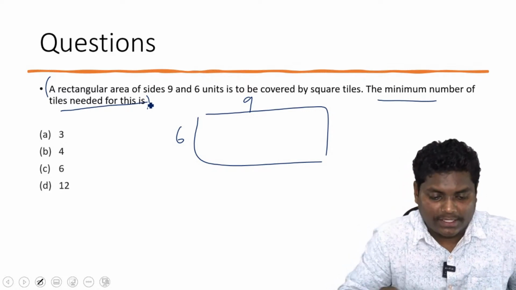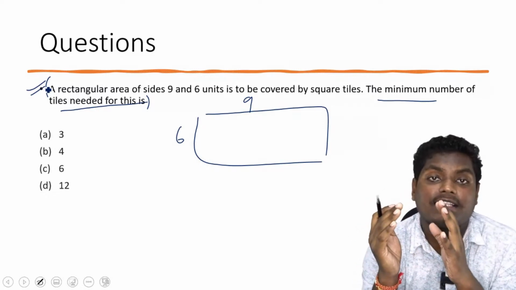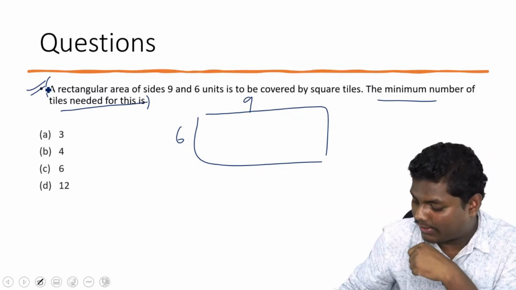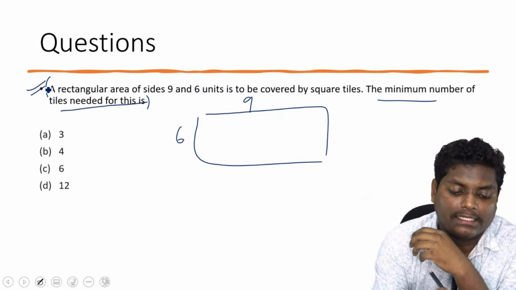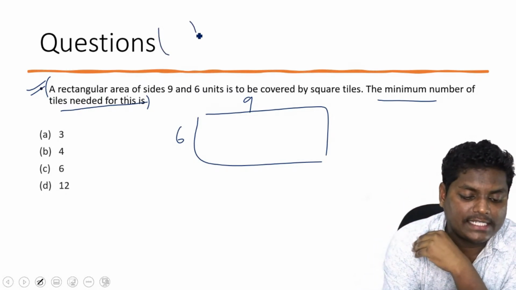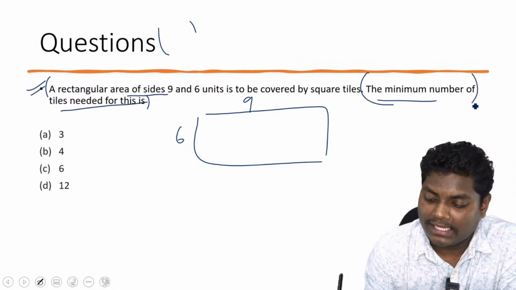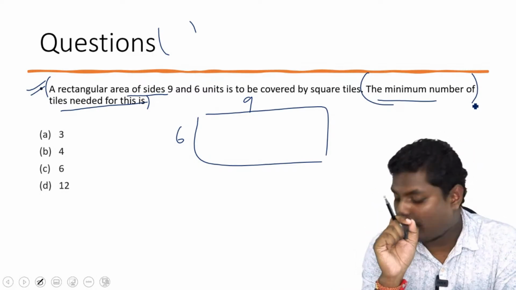Okay, Rhythm, I'll explain. This is also a similar question. I'll explain this. If you have any doubt, then we can again go back to it. Okay, so let's understand this. We have a rectangular area of 6 cross 9, and they have asked us to fill it up with the minimum number of tiles.